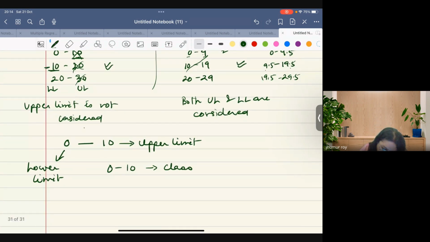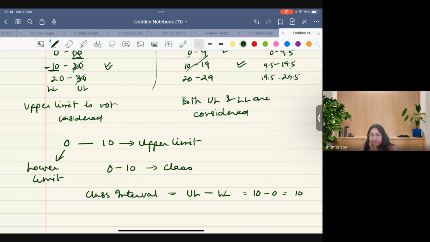Now, another term that we use is called class interval. What is a class interval? If you take upper limit minus lower limit, then it is called class interval. So here it is going to be 10 minus 0, that is 10. Okay, so that is called the class interval.